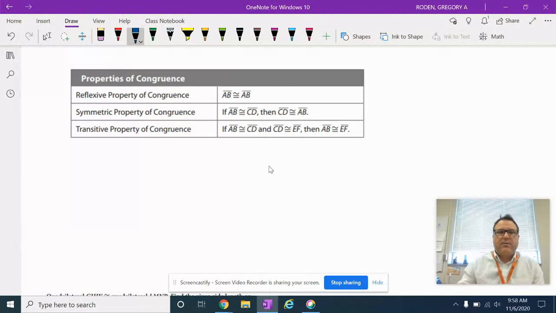So we've got the reflexive property of congruence. It's a huge property and it's so simple. All it means is AB is congruent to AB. And when would we use that?